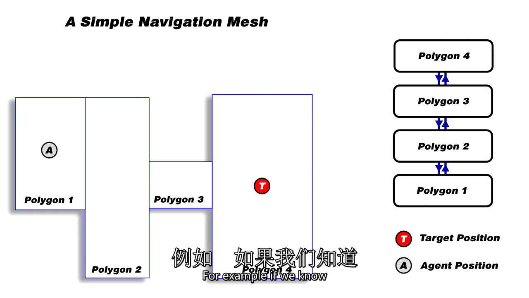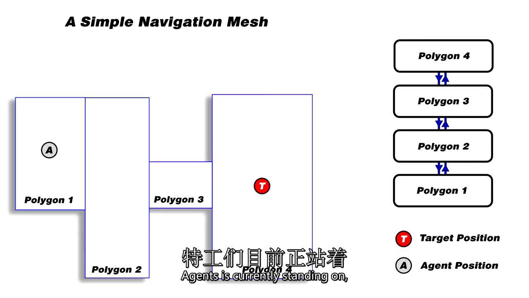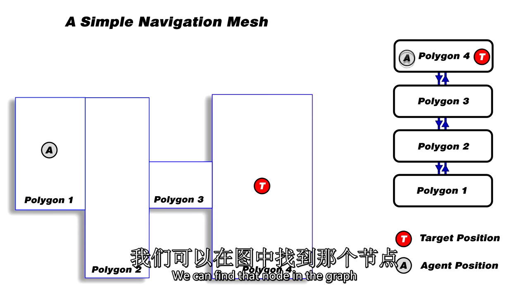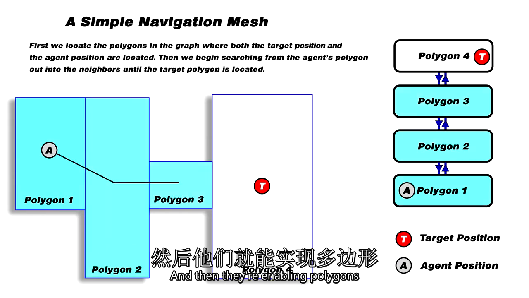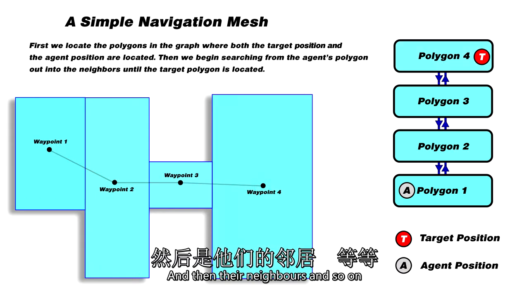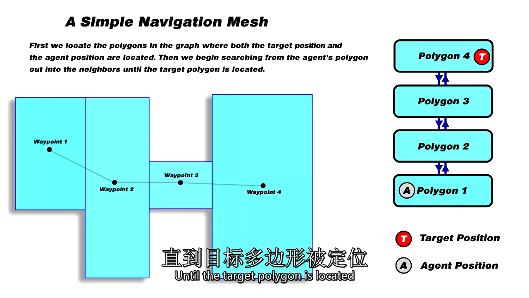For example, if we know the polygon that one of our agents is currently standing on, we can find that node in the graph easily. We can then search out through its neighboring polygons, and then their neighboring polygons, and then their neighbors, and so on, until the target polygon is located.